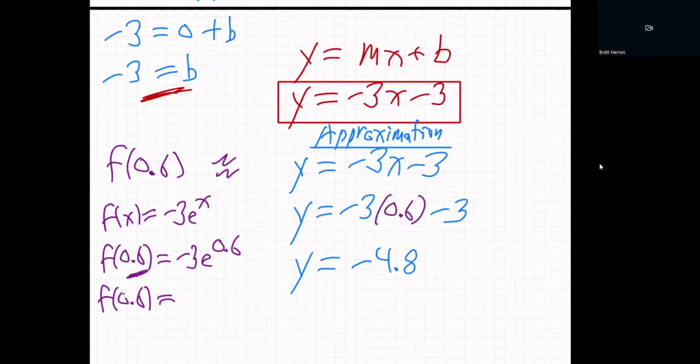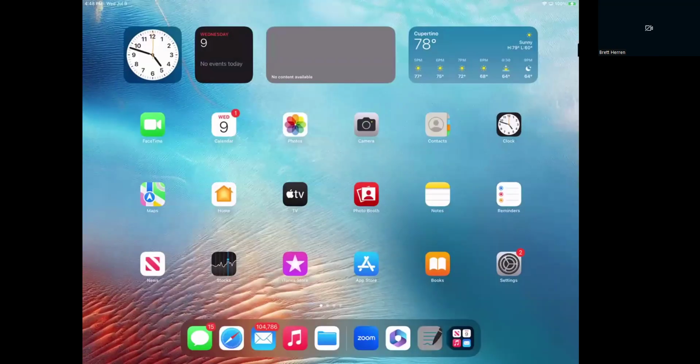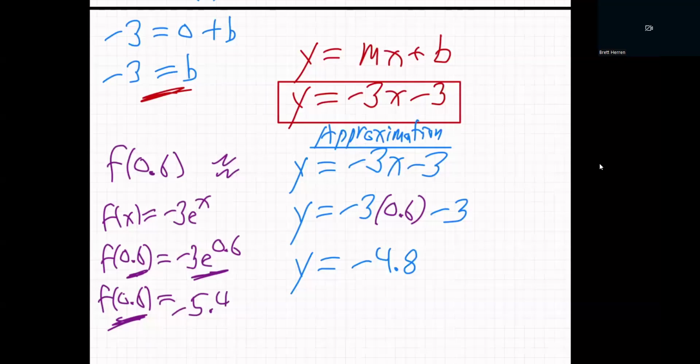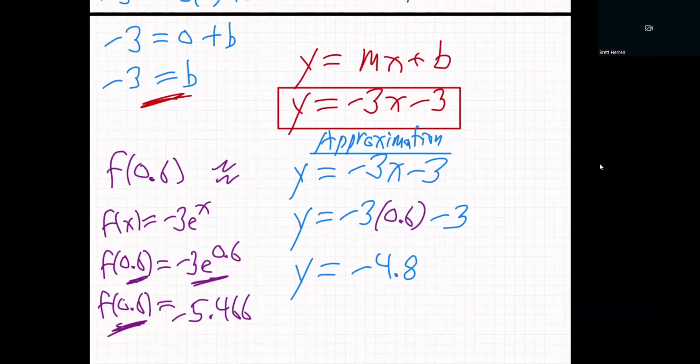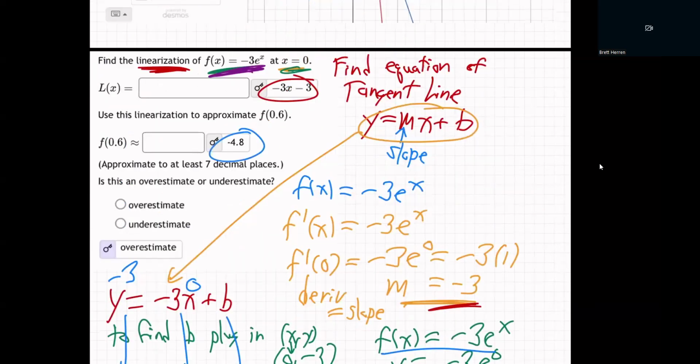Now, what's the actual value? If we really plugged into the actual function, what's minus 3 e to the 0.6? Did I do that right? It's minus 5.466. Yeah. So in other words, there's our approximation, minus 4.8, and there's the true value, minus 5.466.